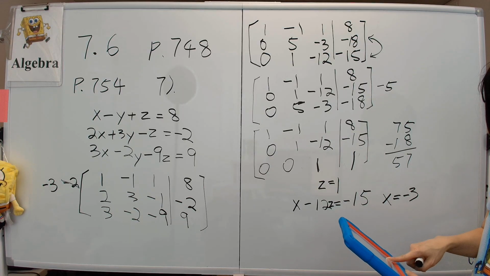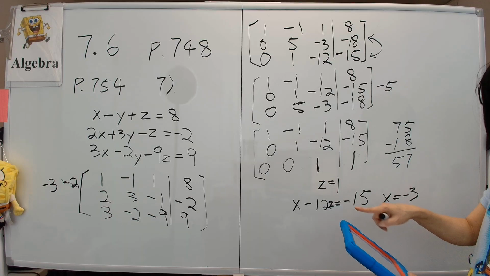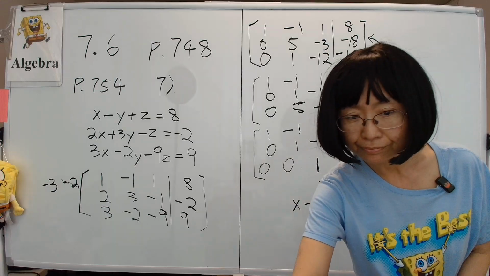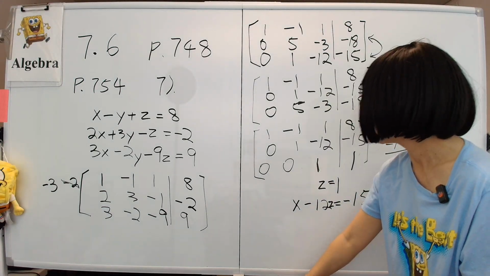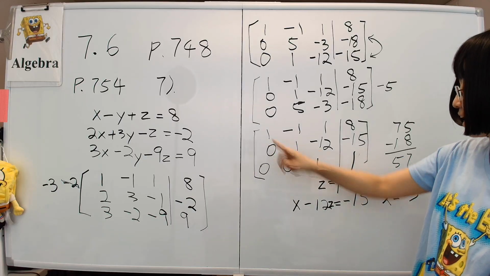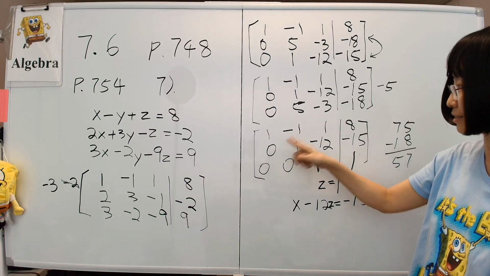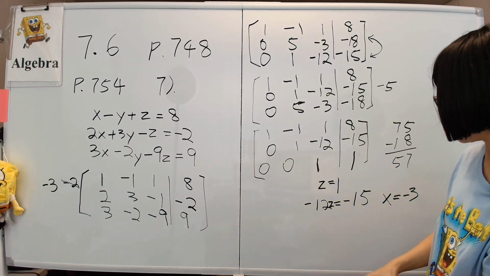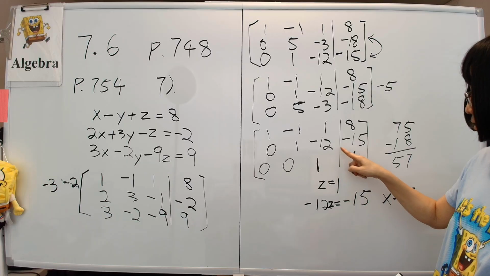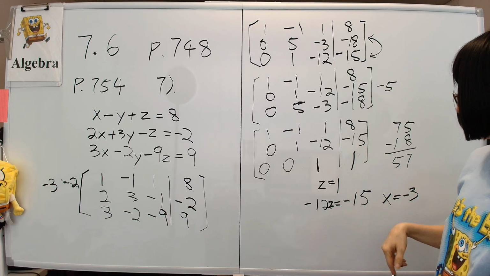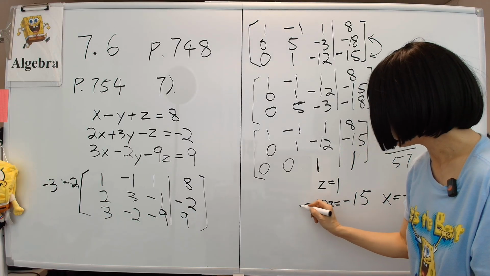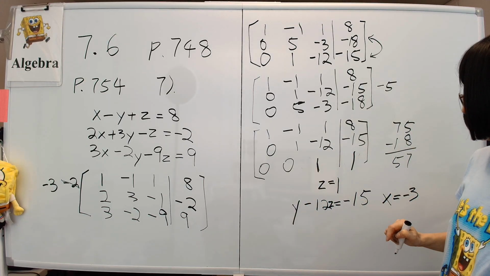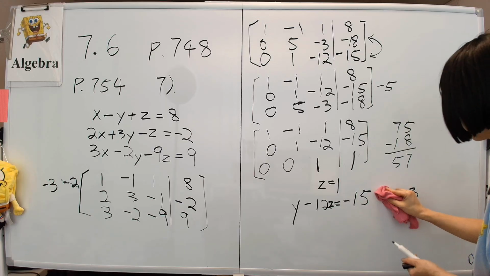But they have x equal to 4. Did I mess something up? I must have. Let me check to see where I messed up. I see what happened. This is not x, this is y. This is x, right? The first column is x's. The second column is y. Why did I think it's x? This is y. See, this is y minus 12z equals negative 15.